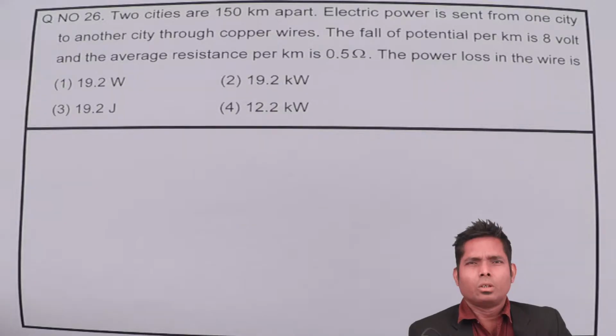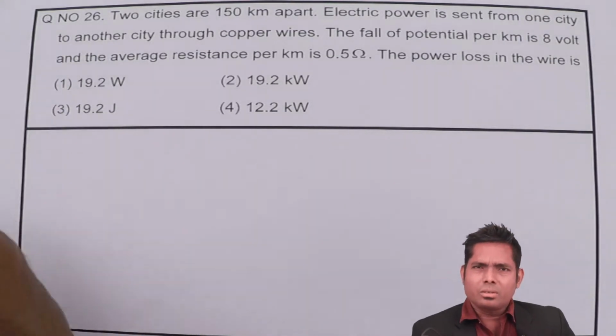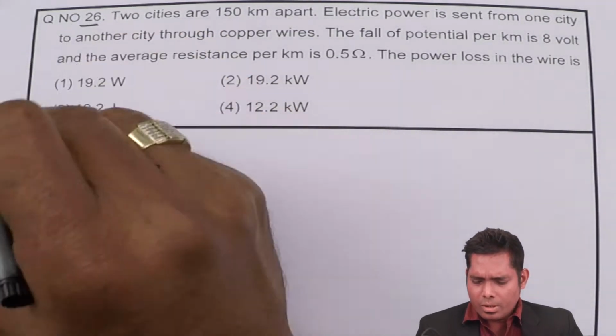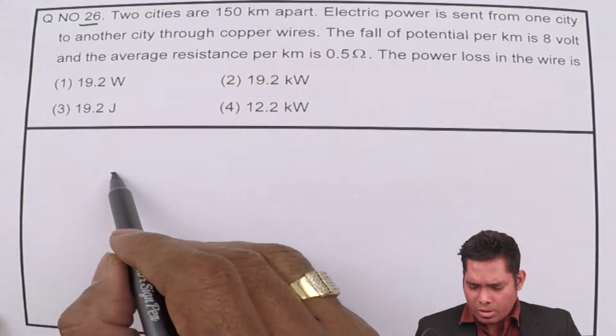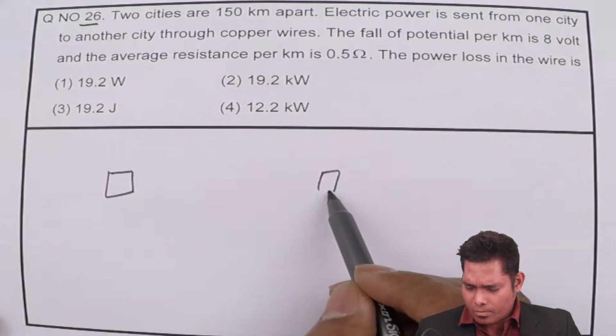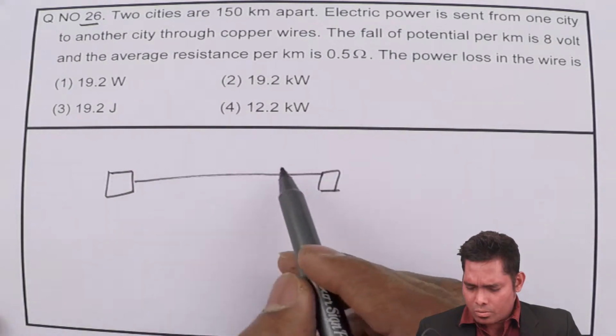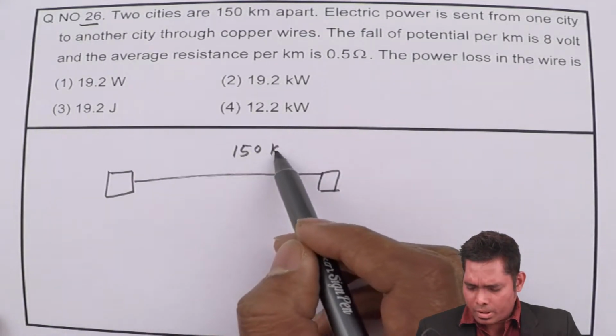Number 26, NEET Physics paper 2014. Students, let us solve the next question, number 26. Two cities are 150 km apart. One city is here, another city is here, and the distance is 150 km.